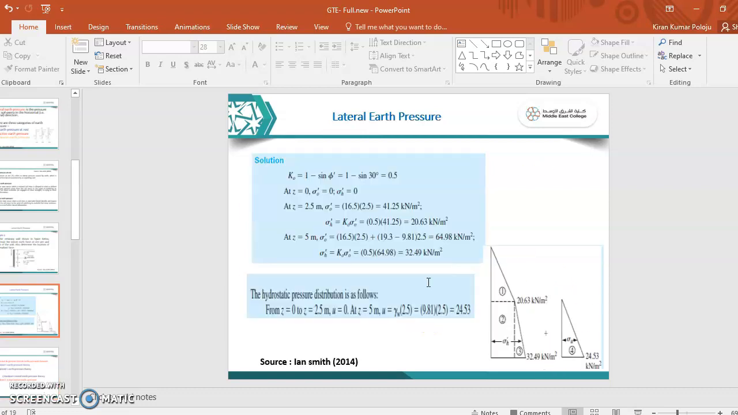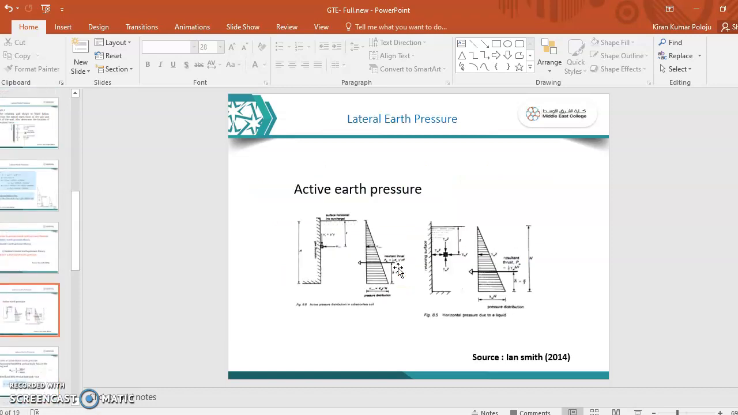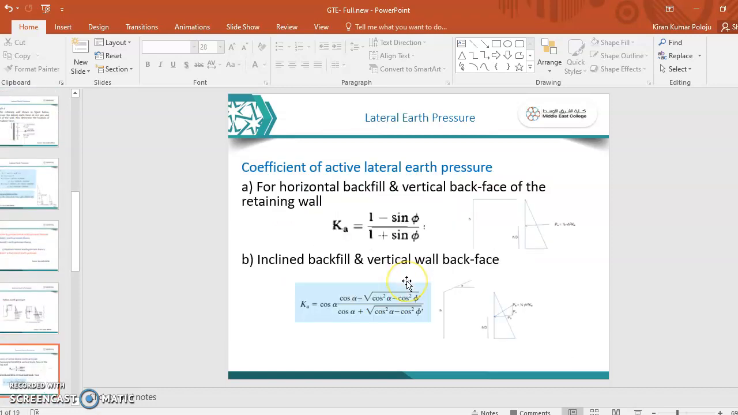Now this is how to find out lateral earth pressure. We also have active and passive lateral earth pressure theories: Rankine's earth pressure theory and Coulomb's earth pressure theory. I will show you one more example problem for you to better understand. And there are different cases here. For horizontal backfill and vertical back face, we have to use this formula.